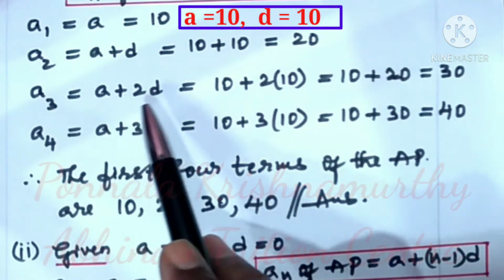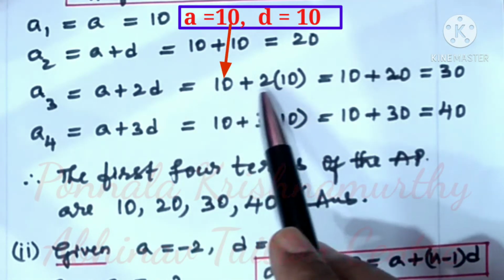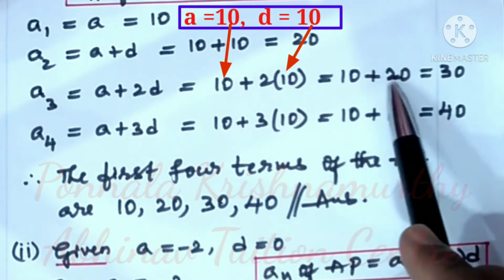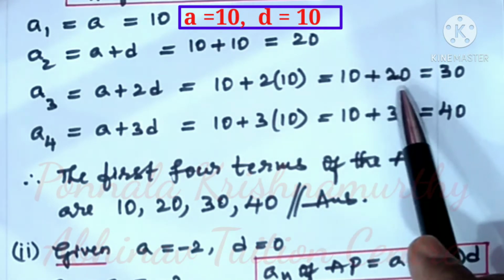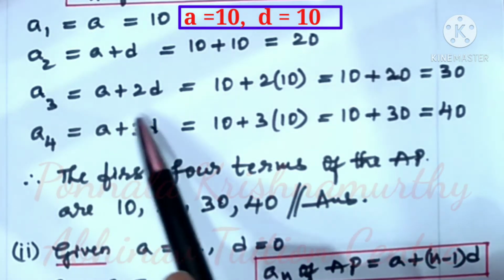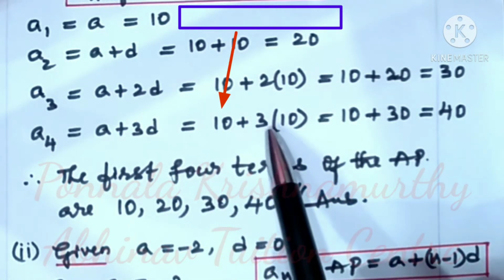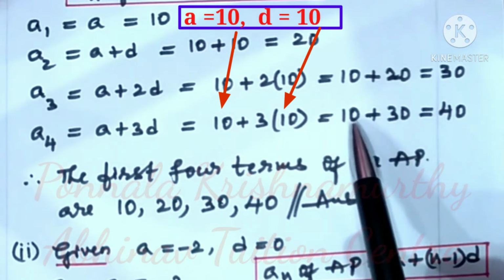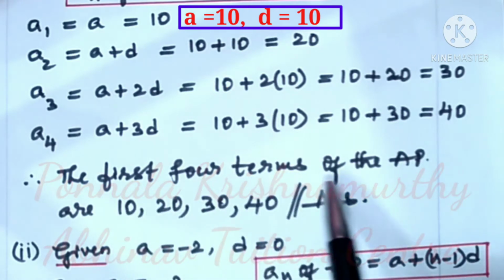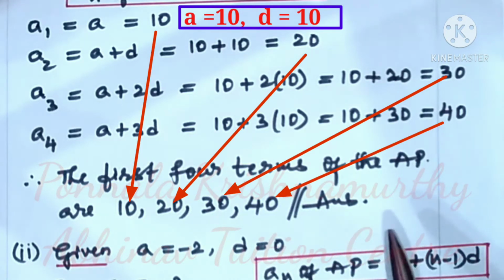a3 is equal to a plus 2d, that is equal to 10, a is nothing but 10, plus 2 into d is also 10. So that is equal to 10 plus 2 into 10 is 20. 10 plus 20 is 30. a4 is equal to a plus 3d. 4 minus 1 is 3. That is equal to 10 plus 3 into 10, that is equal to 10 plus 30. 10 plus 30 is 40. Therefore, the first four terms of the AP are 10, 20, 30, 40. Answer.